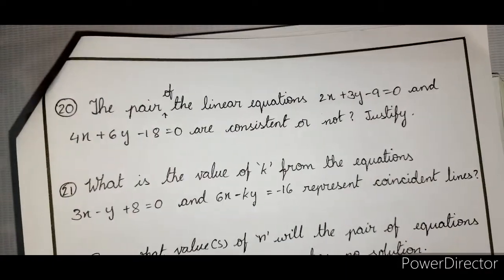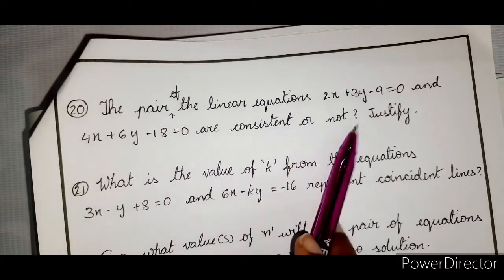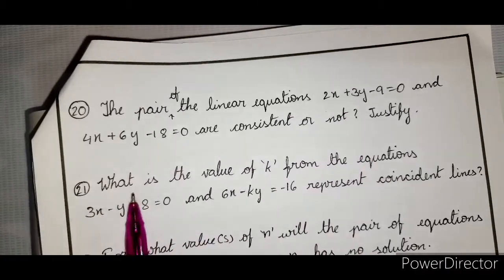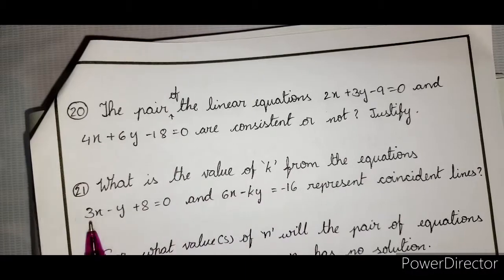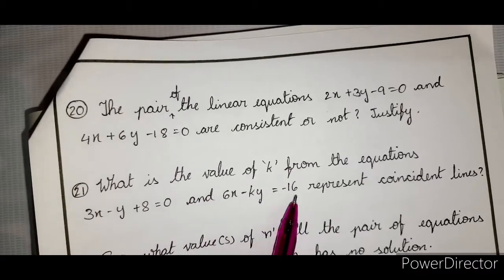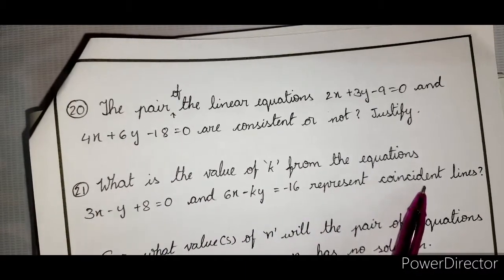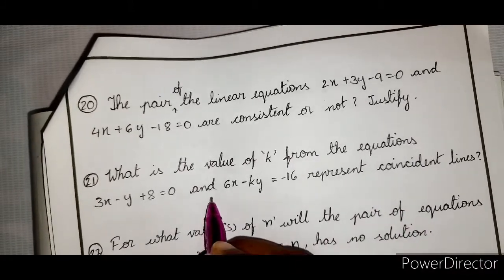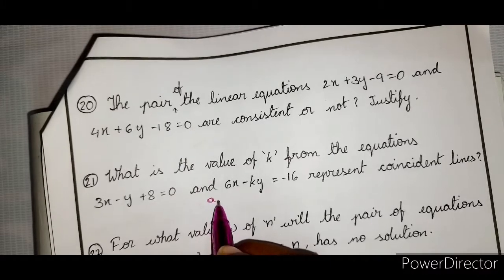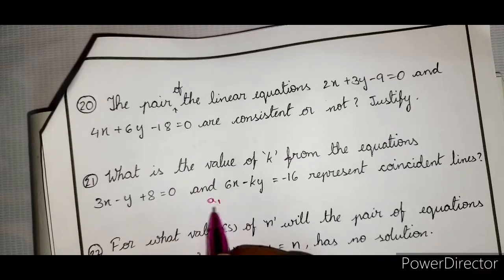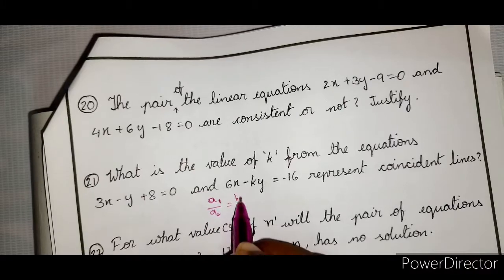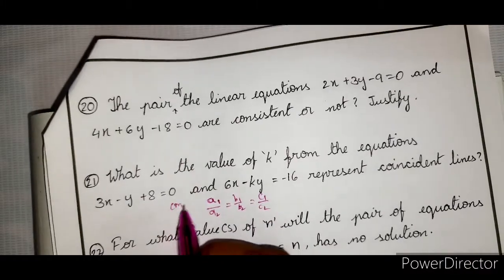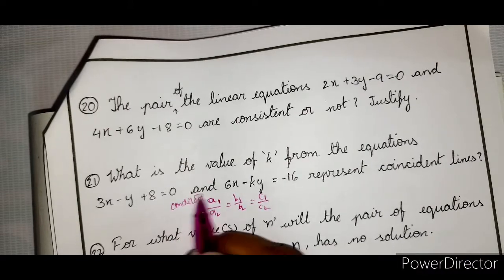Now let us see the 20th one. Pair of linear equations consistent or not. So verify the condition, check the condition and then explain. What is the value of k from the equations? 3x minus this much and this represents coincident lines. Coincident lines. What is the condition? For coincident lines, right? So that means A1 by A2 is equal to B1 by B2 is equal to C1 by C2.